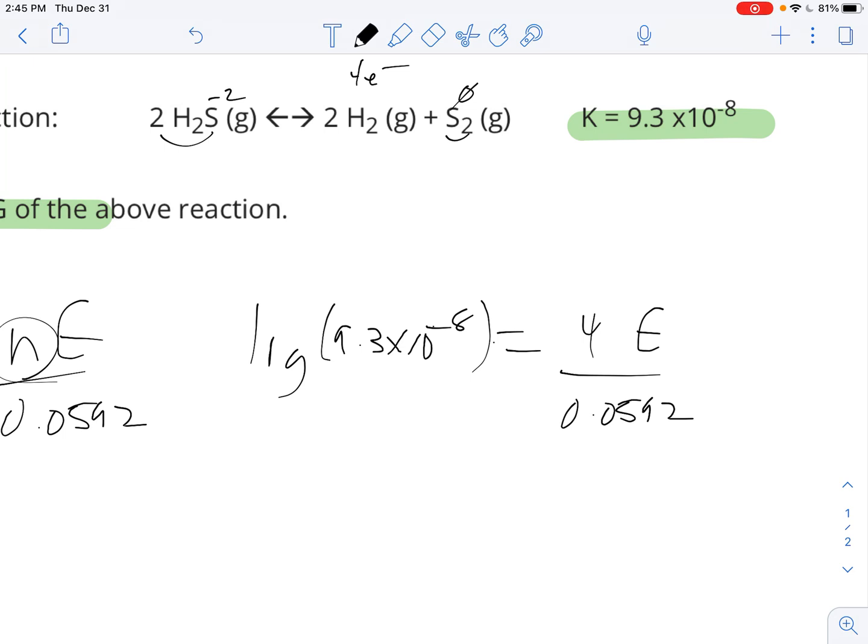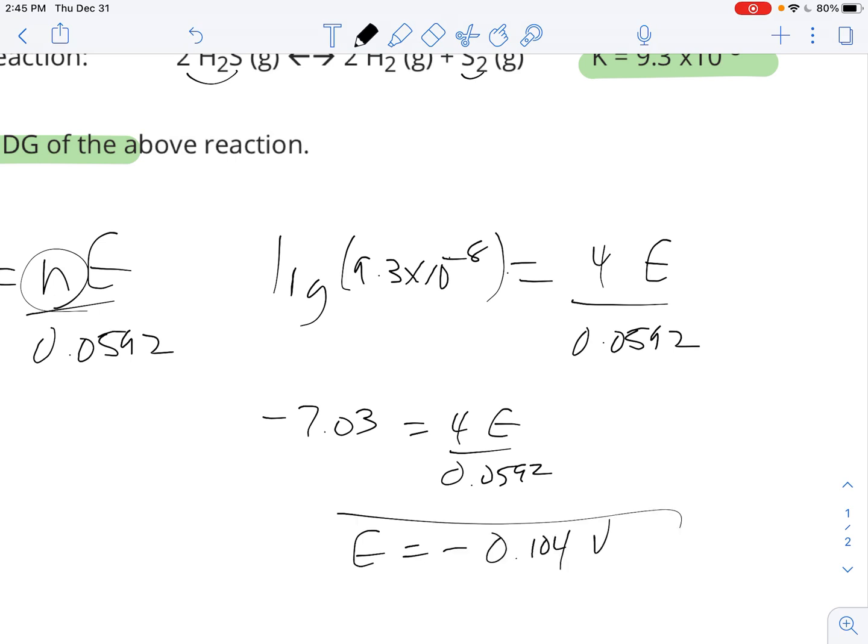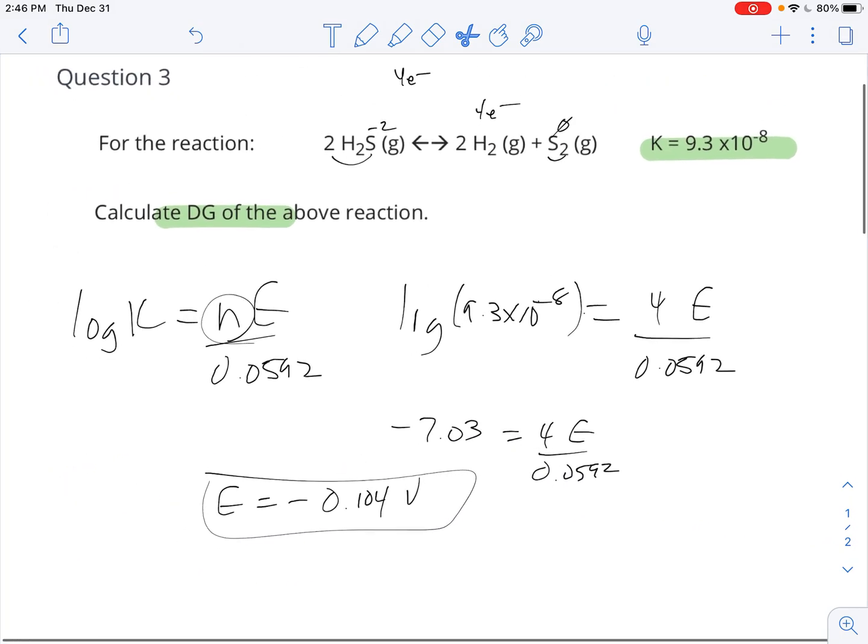So what have we got? We've got the log of 9.3 times 10 to the negative 8th, which is equal to negative 7.03, is equal to 4E over 0.0592. So times 0.0592 divided by 4, it looks like E then is equal to negative 0.104 volts. All right, so that's my E, but that's not what I want.